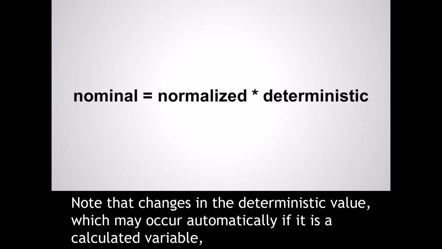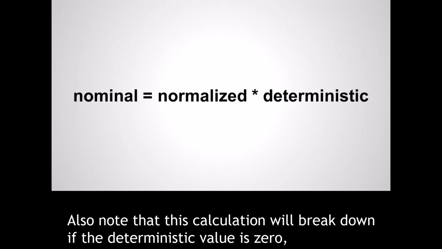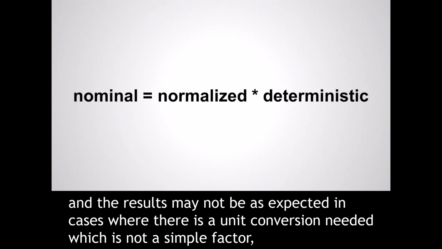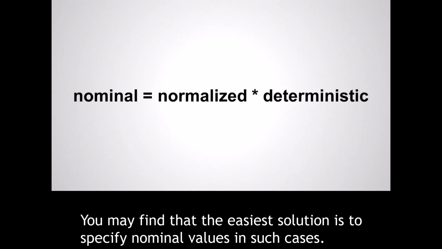Note that changes in the deterministic value, which may occur automatically if it is a calculated variable, will cause the nominal values to change in this case. Also note that this calculation will break down if the deterministic value is 0, and the results may not be as expected in cases where there is a unit conversion needed which is not a simple factor, such as the conversion between degrees Fahrenheit and degrees Celsius. You may find that the easiest solution is to specify nominal values in such cases.